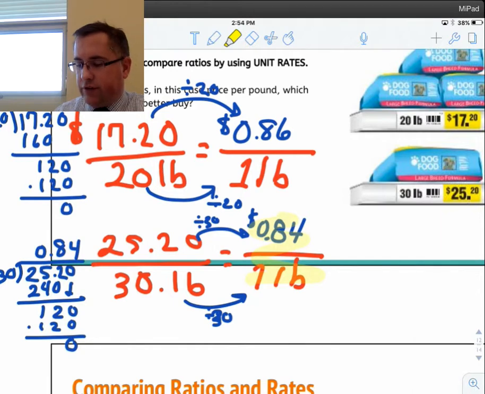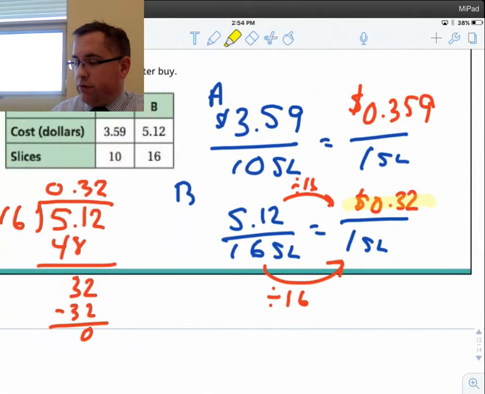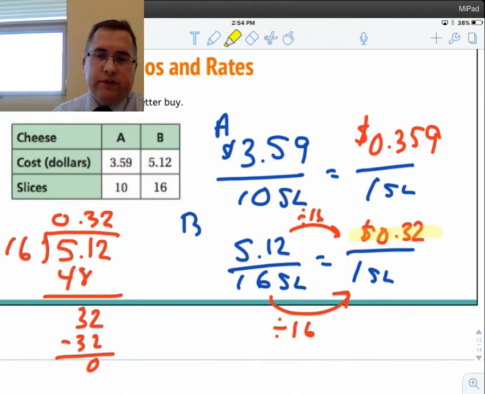Again, going down to the unit rate, I think is the easiest thing to do. So using equivalent rates, multiplying, dividing top and bottom by the same values, and comparing unit rates is the third way to compare ratios.